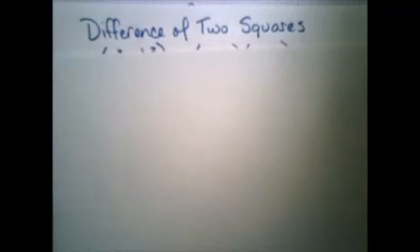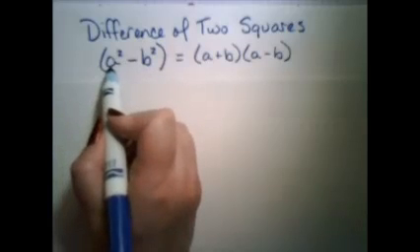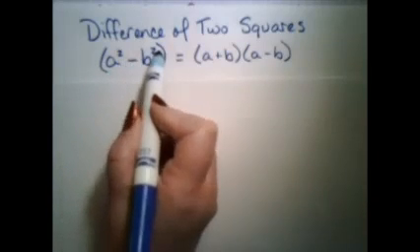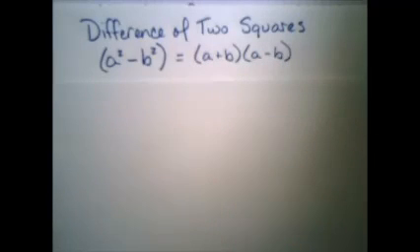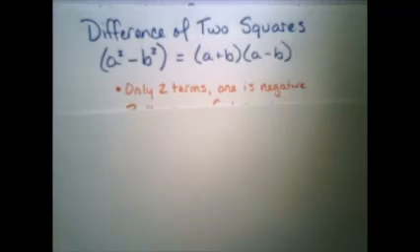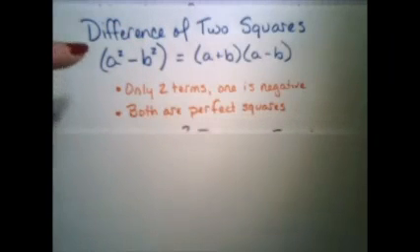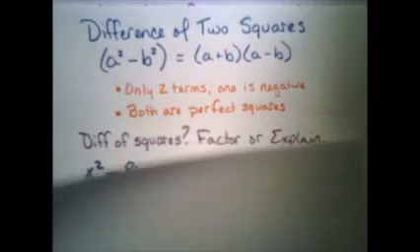The second thing I'm asking you about is the difference of 2 squares. And that's when a squared minus b squared factors to a plus b times a minus b. There's only 2 terms in this, and one of them is negative. Both of them are perfect squares. This term is a perfect square, and this term is a perfect square.